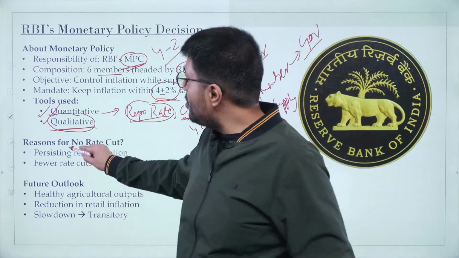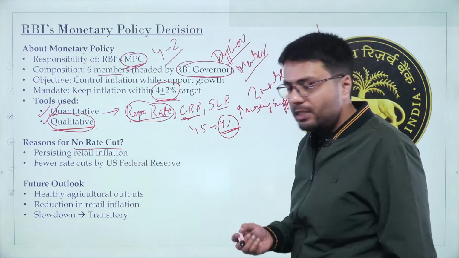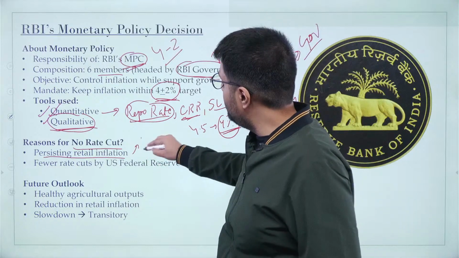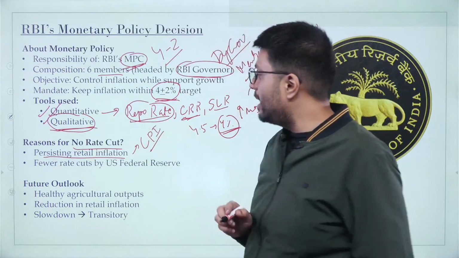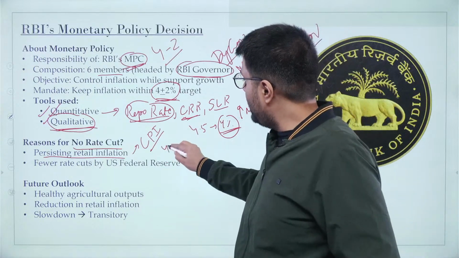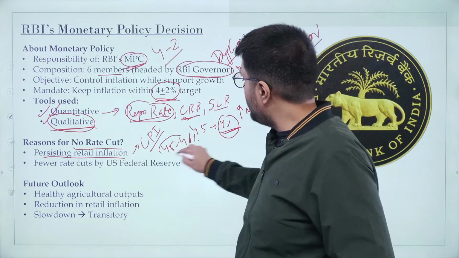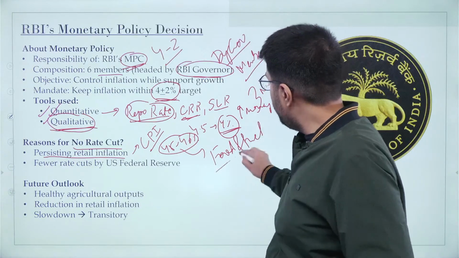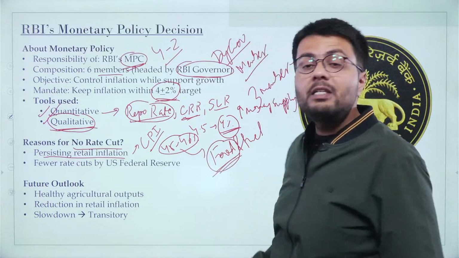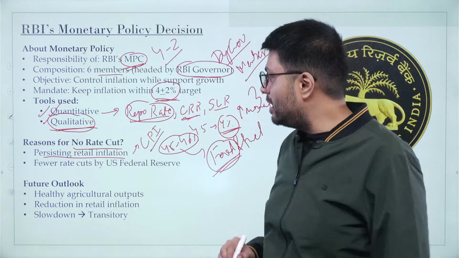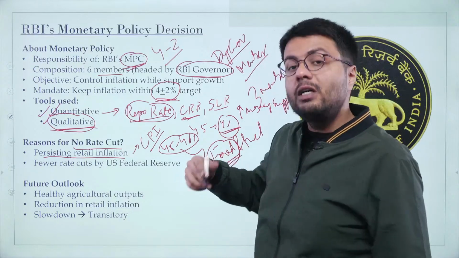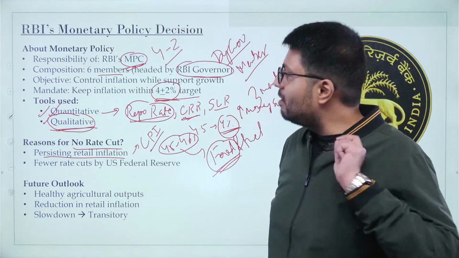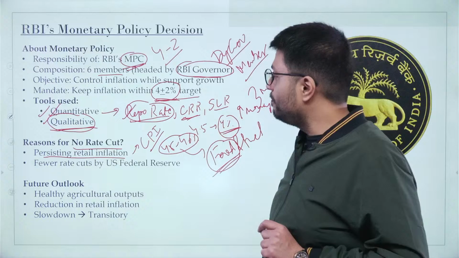Now, why has RBI not reduced the repo rate? It is because currently India is witnessing persisting retail inflation. Retail inflation means inflation of the consumer price index. Almost 45 to 46% of the consumer price index consists of food and fuel items, and India is witnessing food inflation due to an increase in prices of vegetables and edible oils. That is why, as RBI is not comfortable with the inflation target, which has not been under control, they have not reduced the repo rate.